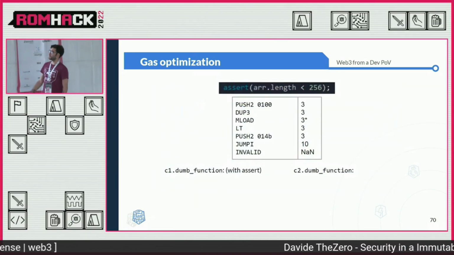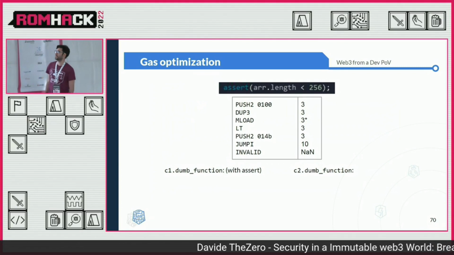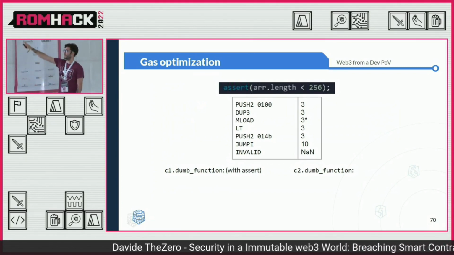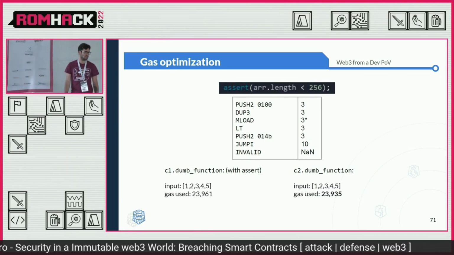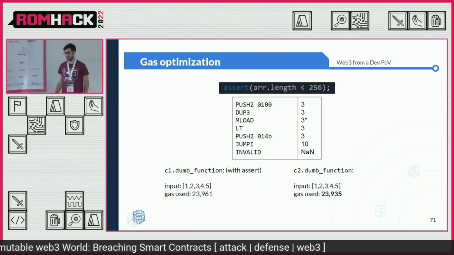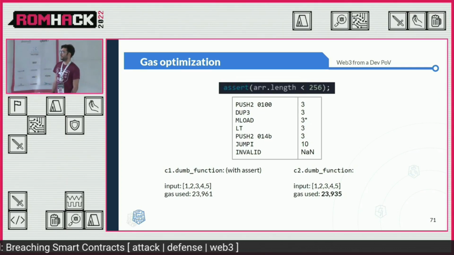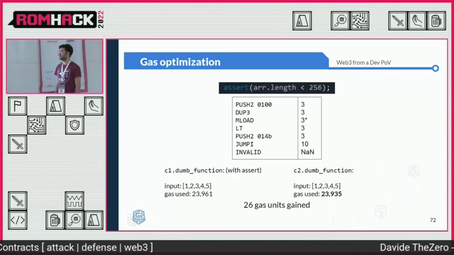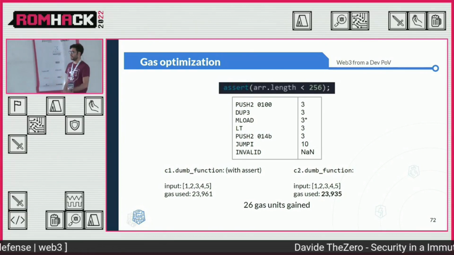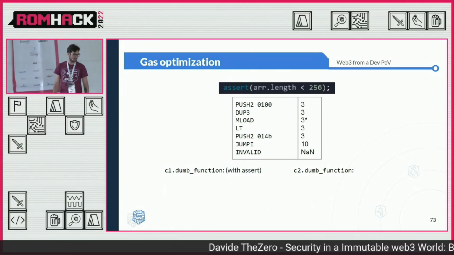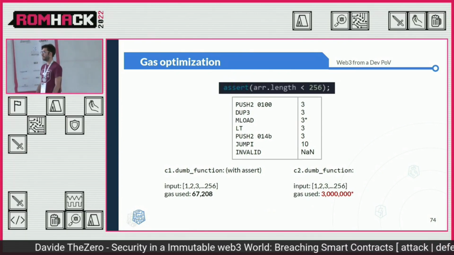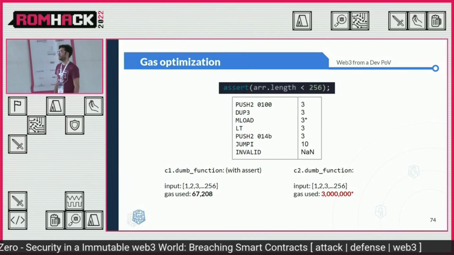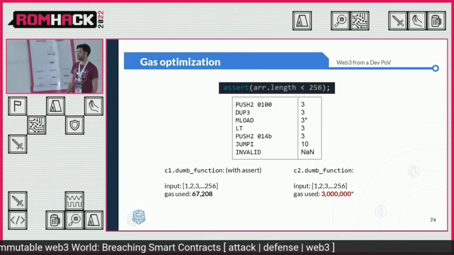And here you can see the opcodes that implement the assert call and how much gas they take. And if we send to the 2 different contracts a small enough input, we can see that without the assert, we gain 26 units of gas. But what happens if we send a large enough array? In the first case, the assert will stop the execution and use a limited amount of gas.